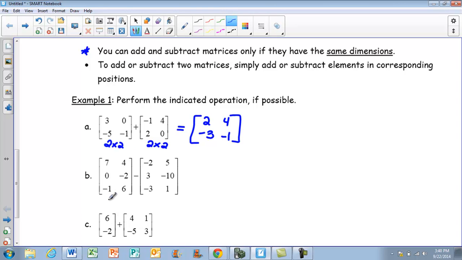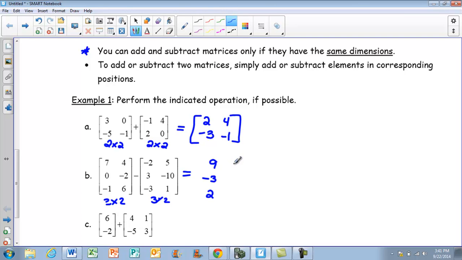If I take a look at part B, I have a 3 by 2 and a 3 by 2. So I have the same dimensions, and again, I can go ahead and just subtract these. I have 7 minus negative 2, so that's going to give me 9. 0 minus 3 is negative 3. Negative 1 minus a negative 3 gives me a positive 2.